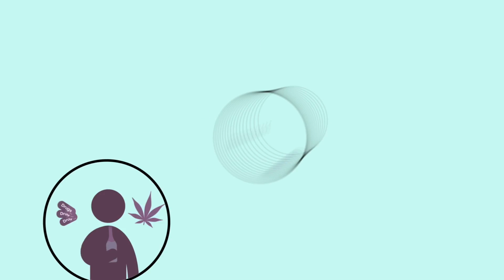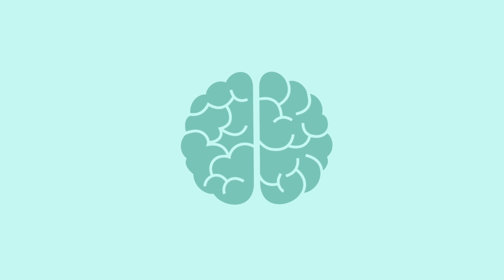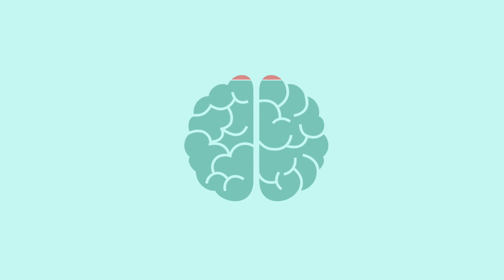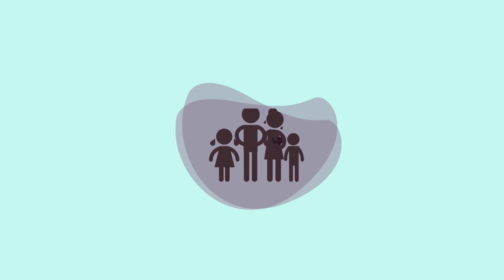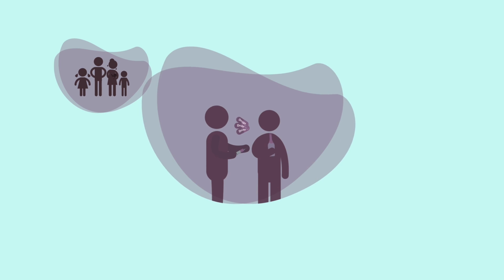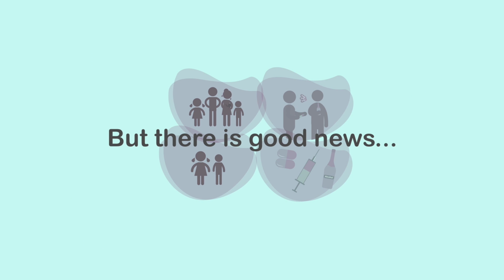So why don't all people who use alcohol or drugs become addicted? There are factors that contribute to the development of a substance use disorder, including individual factors, like genes and age of exposure, and then environmental factors, like drug availability. But there is good news.